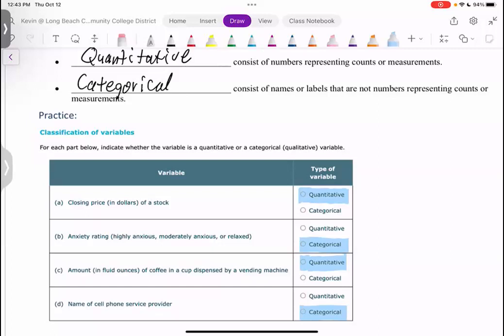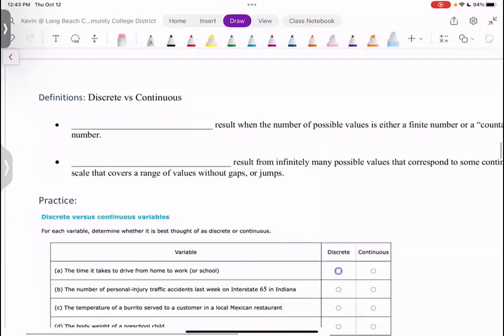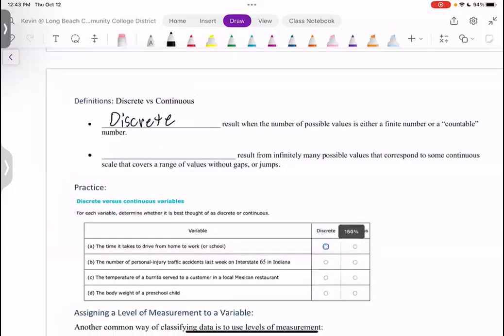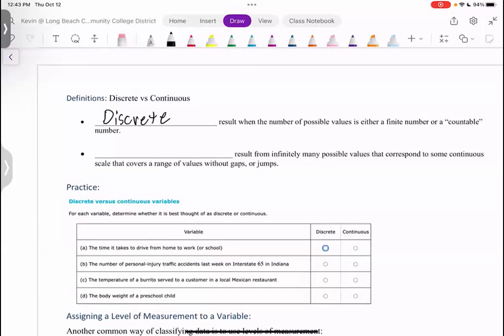All right, let's continue on. Quite a bit of definitions in chapter 1 here, and in chapter 2, actually. So we're going to start here with the word discrete. Results when the number of possible values is either a finite number or a countable number. And this is versus continuous. So continuous number values result from infinitely many possible values that correspond to some continuous scale that covers a range of values without any gaps or jumps.